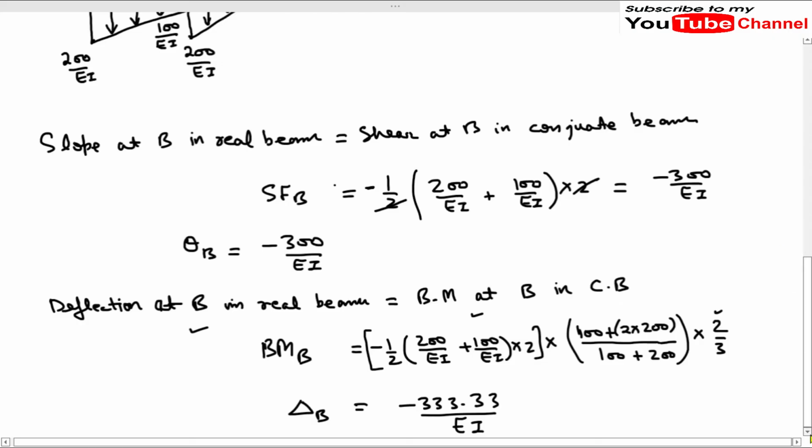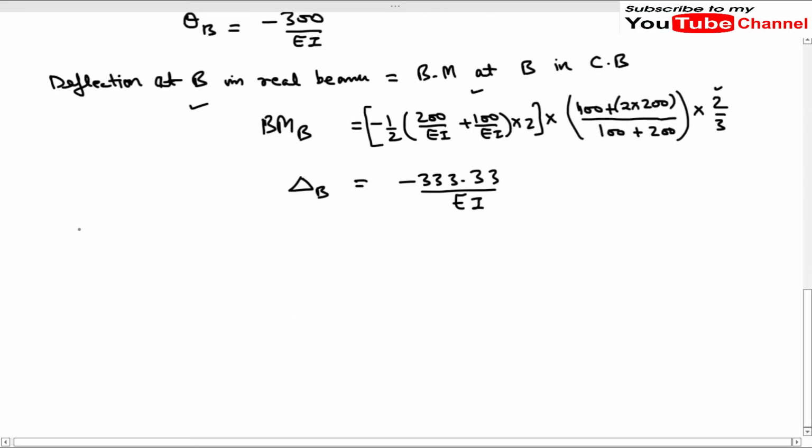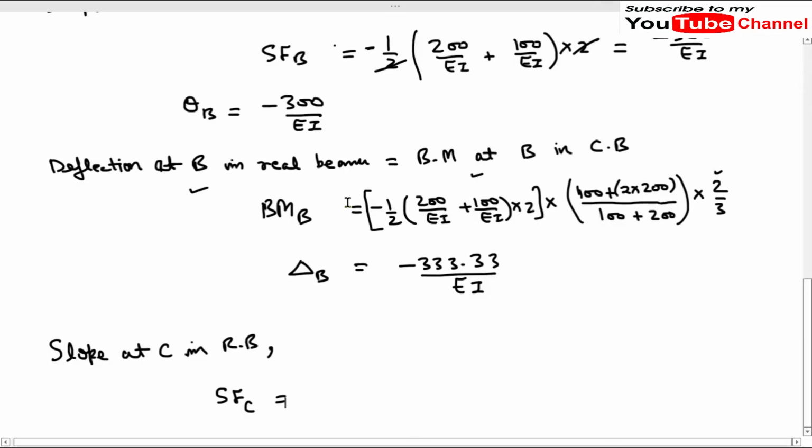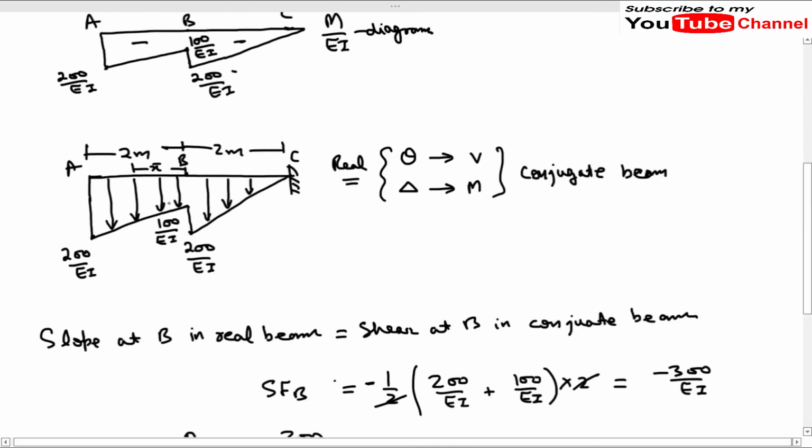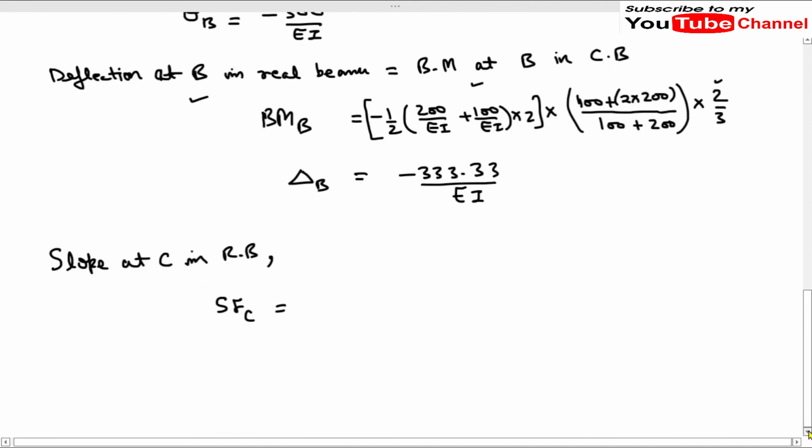Let me write it here. Slope at C in the real beam. RB means real beam. For finding the slope at C in the real beam, we have to find the shear force at C in the conjugate beam. For finding the shear force, we have to consider the whole area of this loading. First of all we have this trapezoid and then we have this triangle. So it is very easy to find the area.